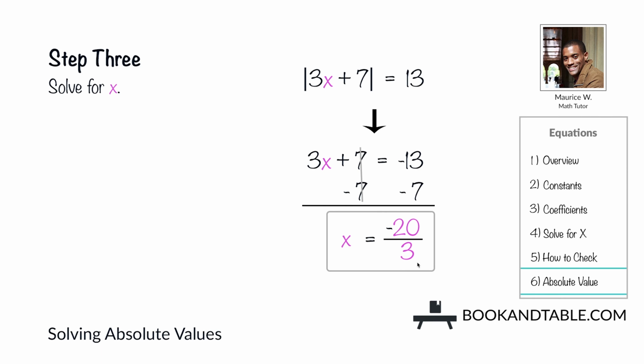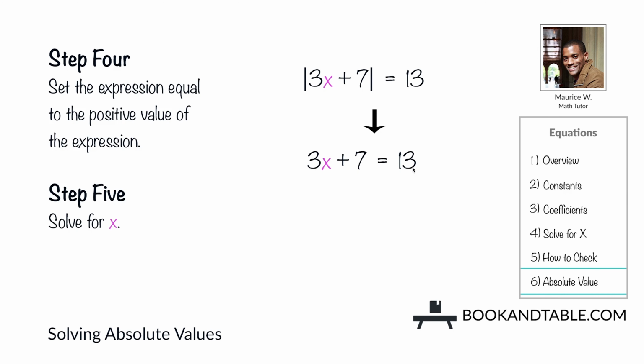All right, so this is one possible value. If the expression is equal to negative 13, we must solve this expression again for the positive value, which in this case would be positive 13. So step 4, set the expression equal to the positive value of the expression.